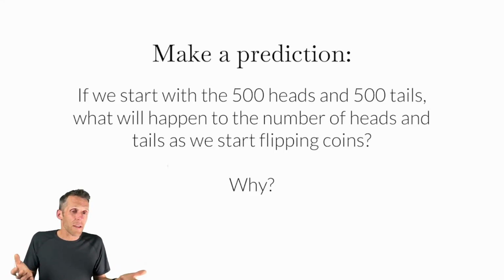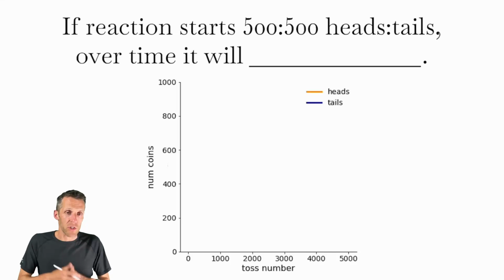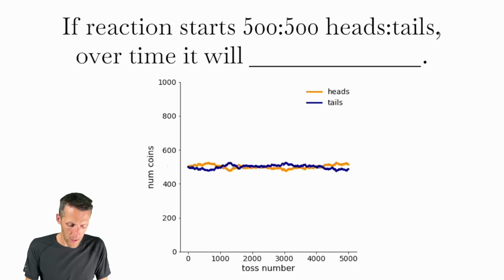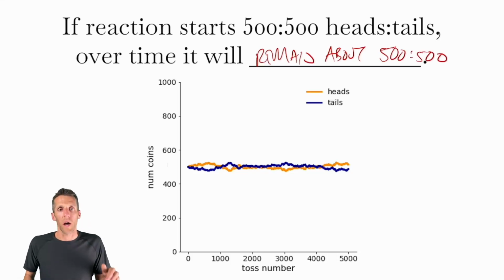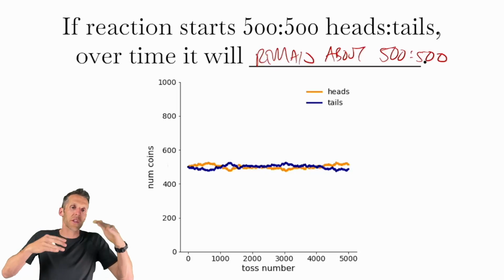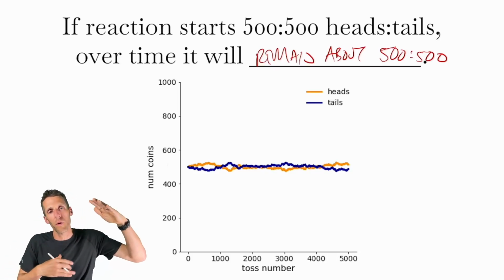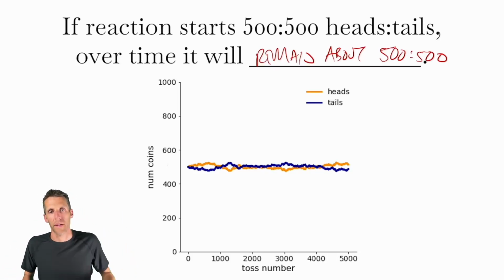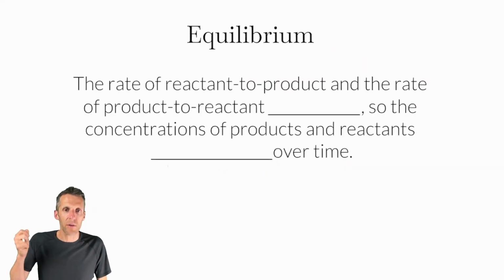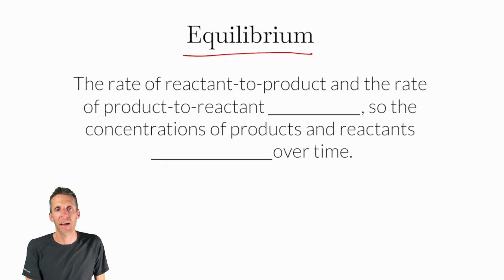Assuming you're unpausing, this is what's going to happen. If the reaction starts with 500 heads and 500 tails, over time it will remain about 500. The number of heads and tails is going to fluctuate. They're going to go up a little bit higher. You're going to get a few more heads and a few more tails, and it's going to go up and down over time. What's happening here? This reaction is at equilibrium.